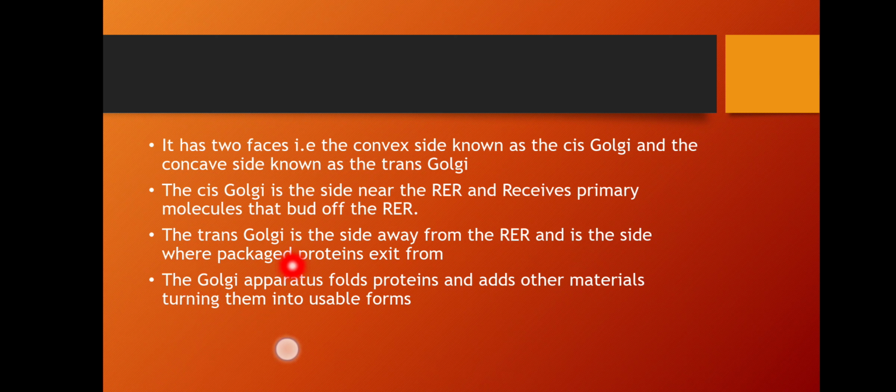So the Golgi apparatus folds proteins and adds other materials, turning them into usable forms. In other words, this is where post-translational modification actually occurs. Further modification happens here after protein synthesis to make them ready and turn these proteins into usable, active forms that can be used.